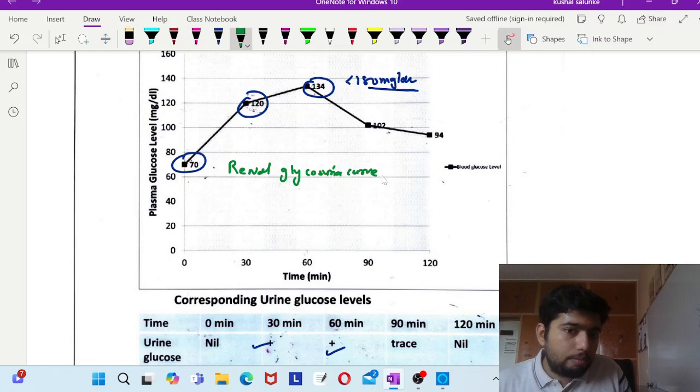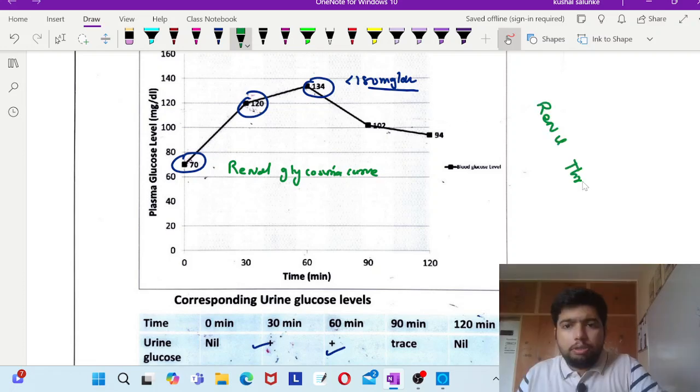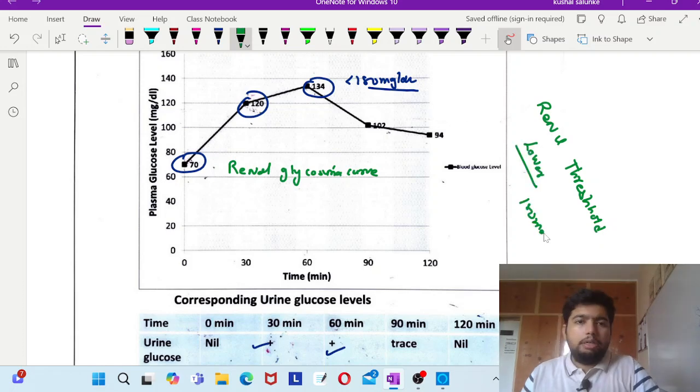Or I can say lower renal threshold glycosuria, because here your renal threshold is lower. Normally it is 180 milligram per deciliter. You can see here at 120 or 134, it is showing glucose.